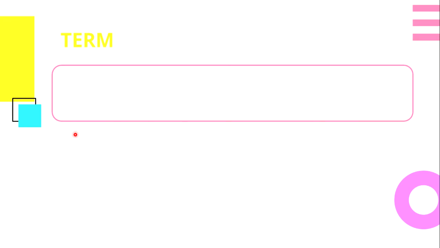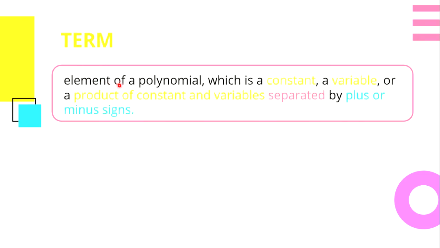Since we discussed what polynomials and algebraic expressions are, let us review what is meant by term. A term is an element of a polynomial, which is a constant, a variable, or a product of constants and variables separated by plus or minus signs. So it's still a polynomial because it's a constant, a variable, or a product of the two, but this time it should be separated by plus or minus signs.